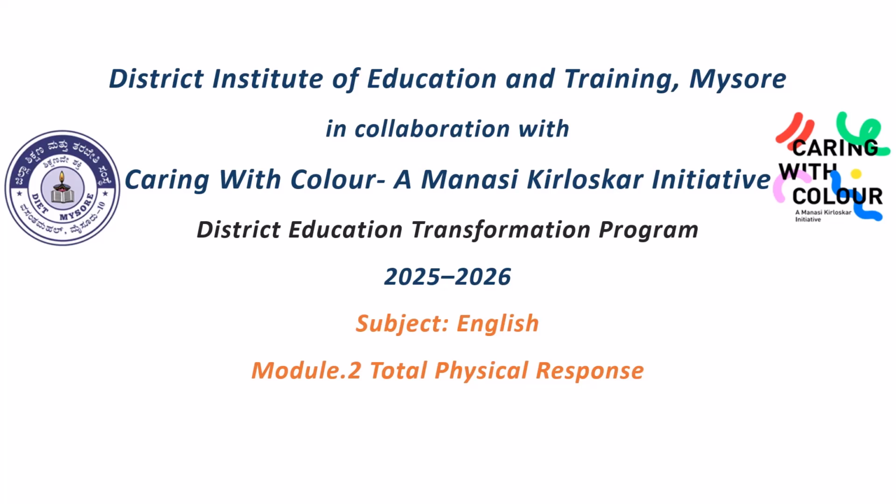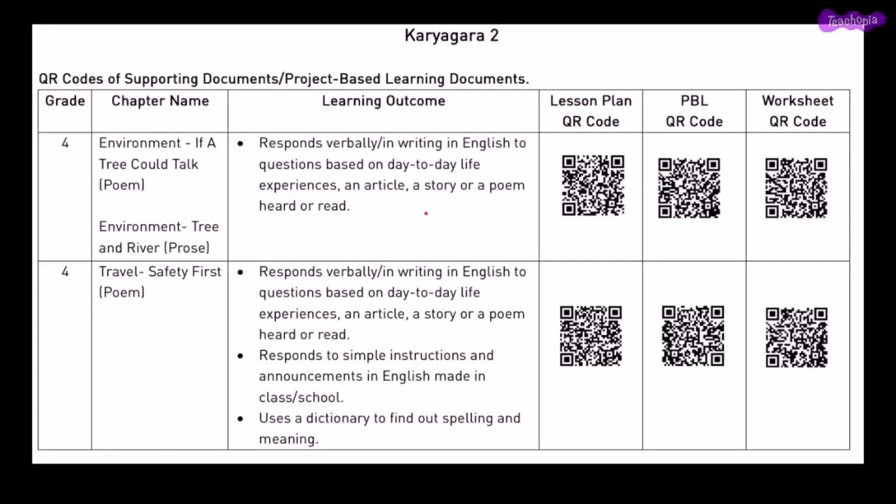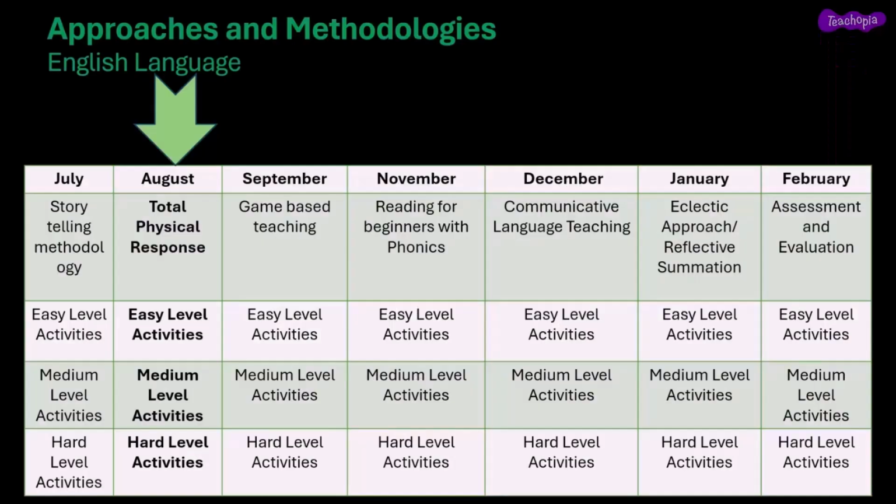Today, we will be dealing with the second English module on total physical response. The Teacher Handbook, which contains the chapters assigned for each month according to the TSCRT curriculum calendar, along with the resources, is available on Teachopia for all the chapters of grades 4 to 7 in the form of lesson plans, worksheets, PBLs, and explainer videos for all teachers to make use of during the upcoming academic year.